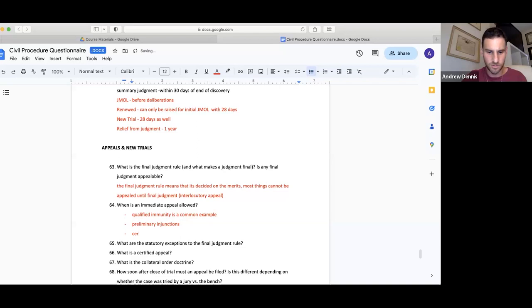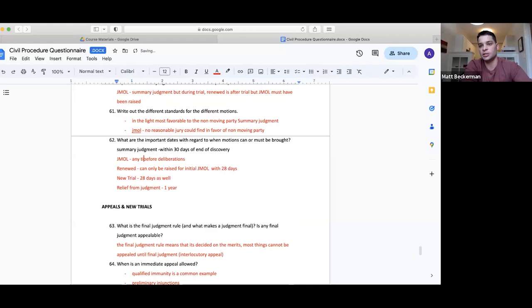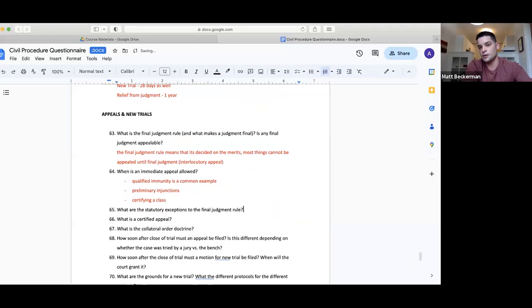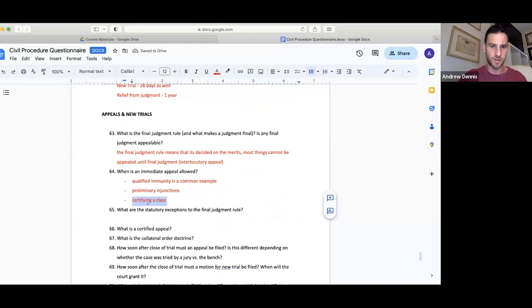Anytime before the case is submitted to the jury, which means the jury begins deliberating. But when a jury is sworn in, that's at the beginning of a trial. When that comes into play is for criminal jeopardy. Right. Not when they're sworn in, but before they've done deliberations. When they're submitted, that means everything is done. Both parties have rested. The judge is like, the jury, it's in your hands now. This one's pretty tough, that certifying a class is actually one of the exceptions that's immediately appealable. All right, what are statutory exceptions to the final judgment rule?